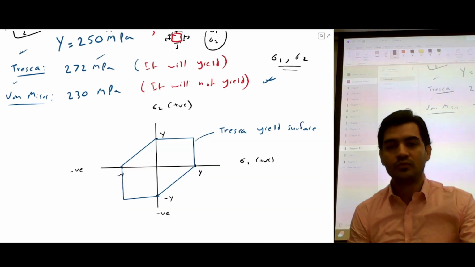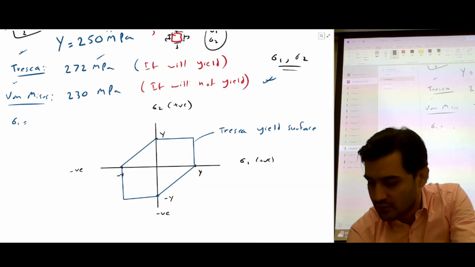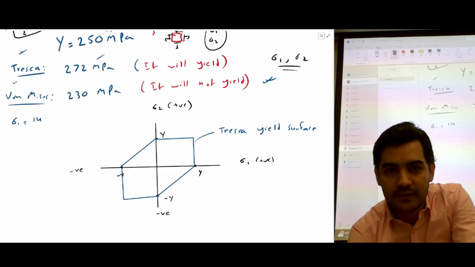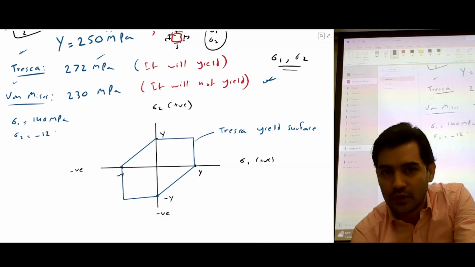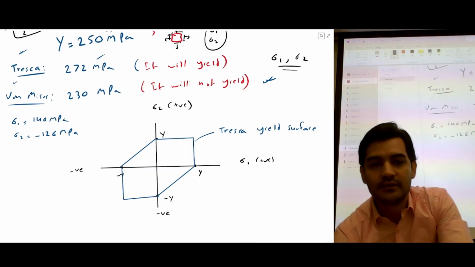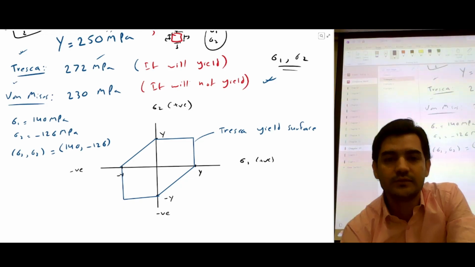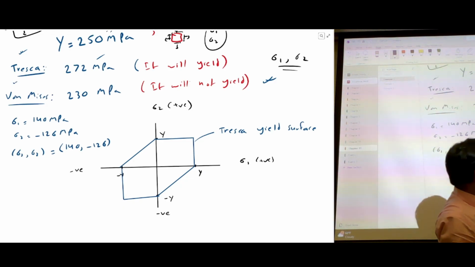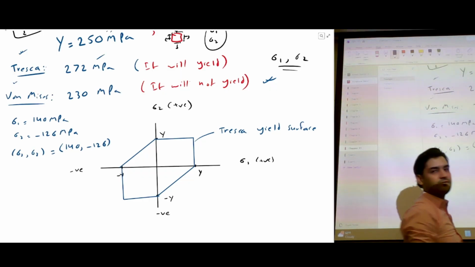All we have to do is, our stress 1 was 140 megapascal, right? From the last example. Our stress 2 was negative 126 megapascal. So we have to draw these as stress 1 and stress 2 coordinates, which is 140 and minus 126. So this is the Tresca yield surface. You can remember this: yield, yield, yield, yield. For the first coordinate, it's a box, and then you draw a straight line. So this is the yield surface for Tresca.